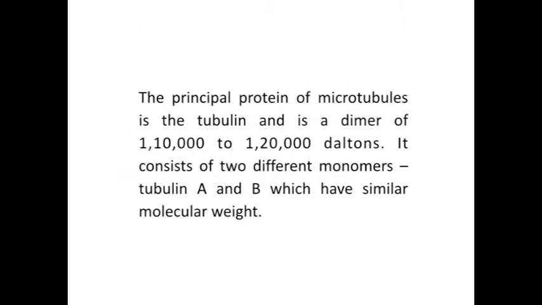The principal protein of microtubule is the tubulin and is a dimer of 1,10,000 to 1,20,000 Daltons. It consists of two different monomers, tubulin A and tubulin B, which have similar molecular weight. The assembly of microtubules from the tubulin dimer is a specially oriented and programmed process. There are sites of orientation in the cells from which the polymerization is directed.